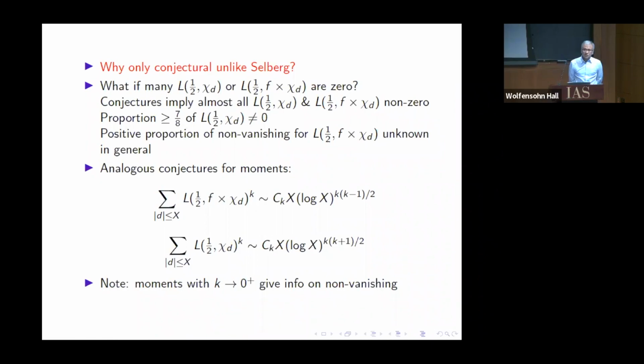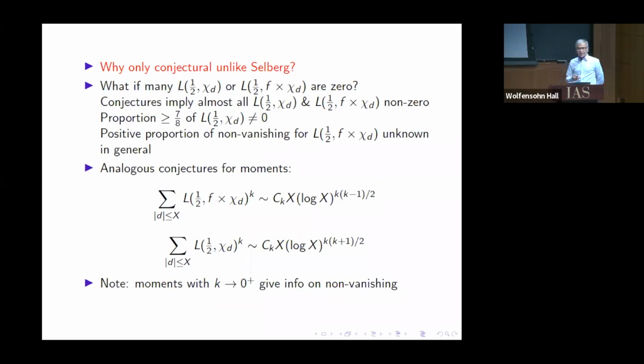And the reason why these are conjectures is because for all we know, many of these values could simply be 0, in which case the distribution would not be what is stated. So for example, for quadratic Dirichlet functions, we know that 7/8 of the discriminants at least satisfy that the L values are non-zero, but it's not 100%, and the conjecture would imply that 100% of these values are non-zero. For twists of a modular form, we don't even know in general that a positive proportion of these L values are non-zero. So again, you can't hope to prove the analog of Selberg's theorem in these situations without making progress on these.